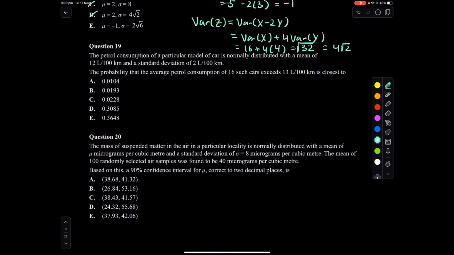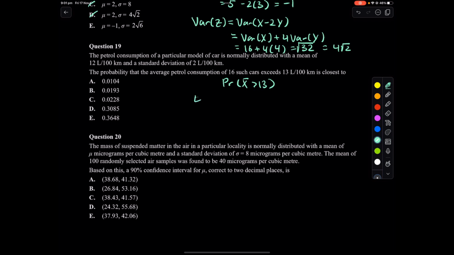Question 19. The petrol consumption of a particular model of car is normally distributed with a mean of this and a standard deviation of this. The probability that the average petrol consumption of 16 such cars exceeds 13 liters per 100 km is closest to what? Okay, so what we want to find is the probability that the average consumption of 16 cars, so n is 16, exceeds this much. So your mean exceeds 13.